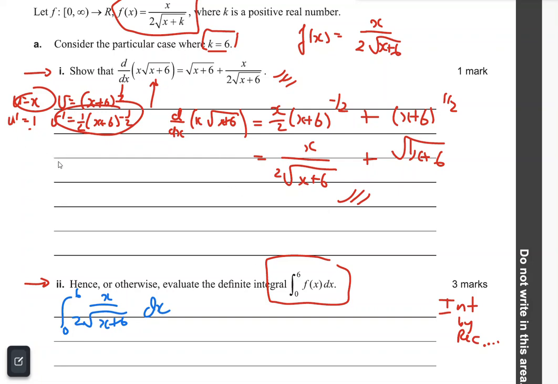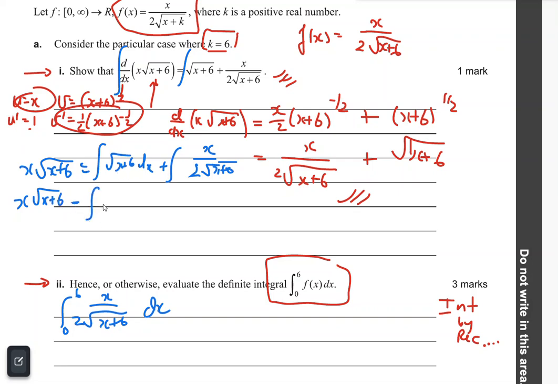And I know from up here that x square root of x plus 6 will equal, if I integrate and integrate, the integral of the square root of x plus 6 dx plus the integral of x on top of 2 root x plus 6, which means that x square root of x plus 6 minus this integral, x plus 6 to the half dx, should equal the integral of x on top of 2 square root of x plus 6 dx.